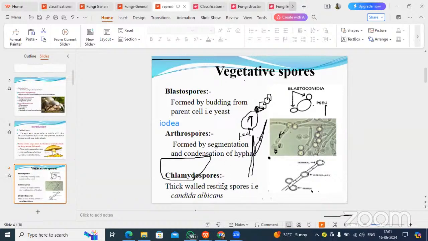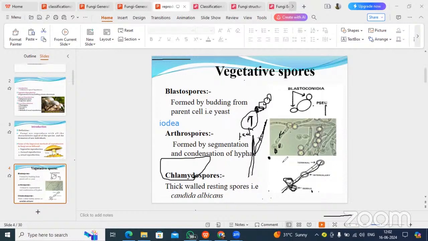The next one is thick wall resting spores that are called chlamydospores. Thick wall ones are called chlamydospores. You see the thick coated, separate spores upon the conidiophore. These are the conidia, and the conidia are thick coated. That we call chlamydospore. They are usually in Candida.